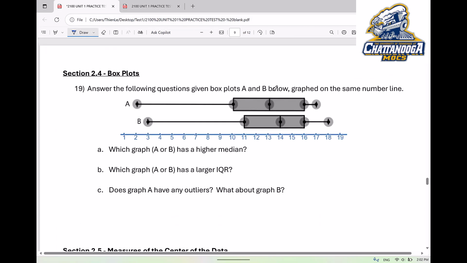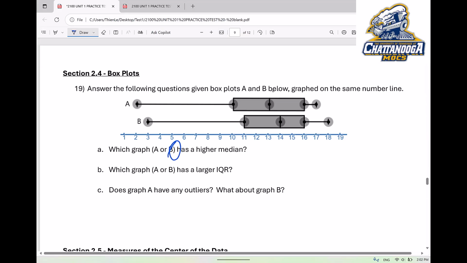Number 19, answer the following questions given box plots A and B below. So you have 2 box plots. Which graph, A or B, has the higher median? You can see the median, which is the middle line in the box, right? So B has the higher median. B has higher variance and higher median.